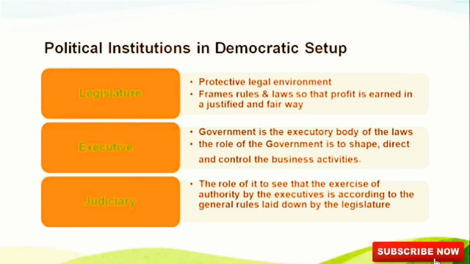Let us discuss one by one. Legislature. Protective legal environment is provided by the legislature. It frames rules and laws so that profit is earned in a justified and fair way by the members of the society. Second is executive. Government is the executory body of the laws which are framed by the legislature. The role of the government is to shape, direct and control the business activities which are running in a country.